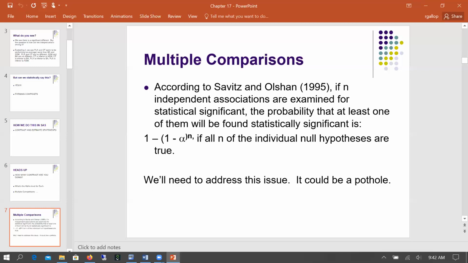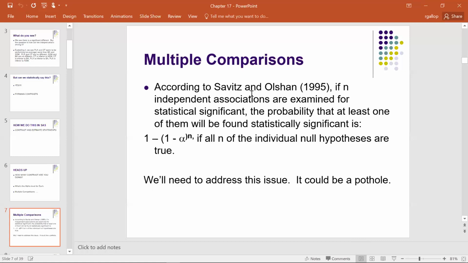And what Savitz and Olshan said is, if you're doing a bunch of different associations, a bunch of contrasts, a bunch of estimates, well, if n independent associations are examined for statistical significance, the probability of finding at least one of them to be statistically significant is given by this formula: 1 minus the alpha level, all raised to the nth power. Well, what does that mean?